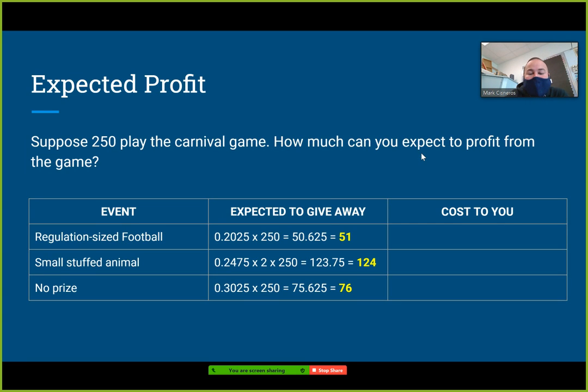All right. So then I can just figure out how much it's going to cost me. If you remember back from the first slide, footballs were $4. Okay. So 51 people win times $4. That's $204 I have to spend on footballs. Now I know how much money on stuffed animals I need to spend. They were $1.50. I'm going to give away 124. I've got to figure those into my expenses in my budget when I'm setting up this game. If you're a carnival maker, how much is no prize going to cost me? Nothing. Yeah, I get away free on that one.